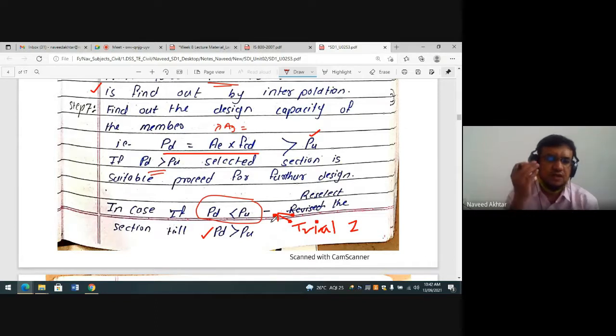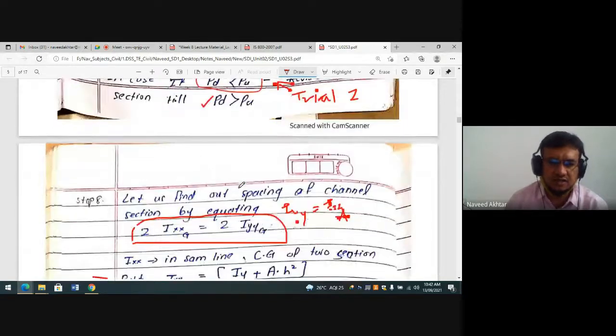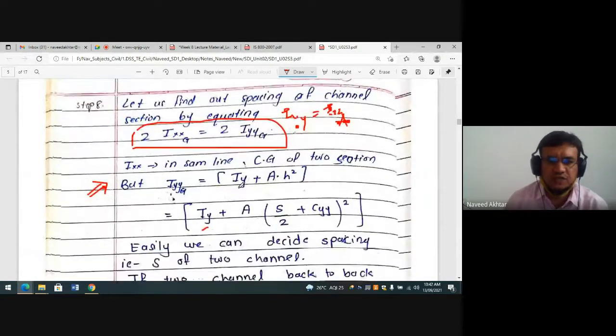यहाँ स्टेप नंबर 7 से आपको वापस जंप करेगा स्टेप नंबर 2 पर या 3 पर. ओके, तो अगेन यू हैव टू रिवाइज द सेक्शन एंड चूज अनदर सेक्शन. नाउ अब हमको स्पेसिंग मालूम करना है, यानी S वैल्यू, कितने डिस्टेंस अपार्ट हमको एंगल चैनल ये सेक्शन रखना है, तो S की वैल्यू हमको मालूम करना पड़ेगा.